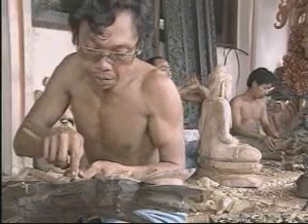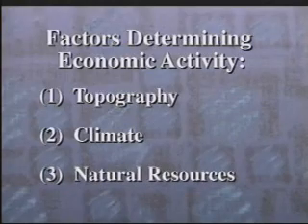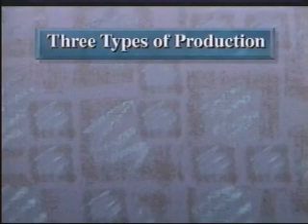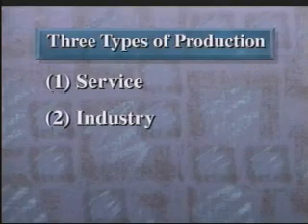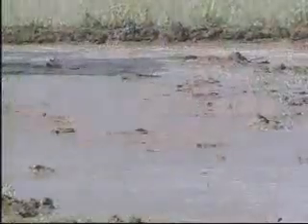There are many economic factors to consider when studying a culture. To recap, it's important to observe how topography, climate, and natural resources influence the economic activities people perform. Remember that members of a culture meet their needs through the production of goods and services. There are three types of production in most cultures: service, industry, and agriculture. Understanding these economic factors will help greatly in learning how to study the various cultures of the world.